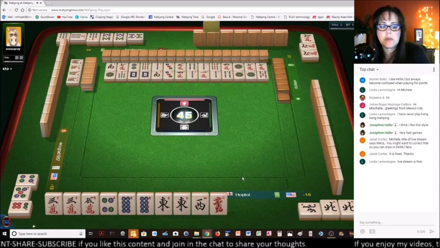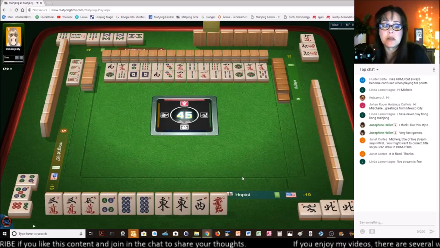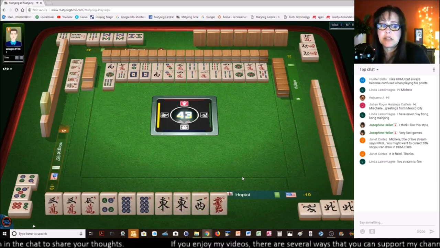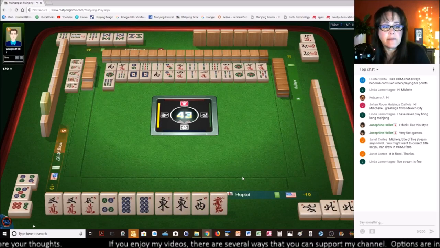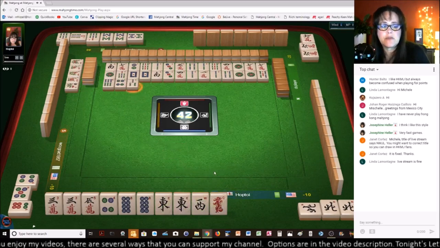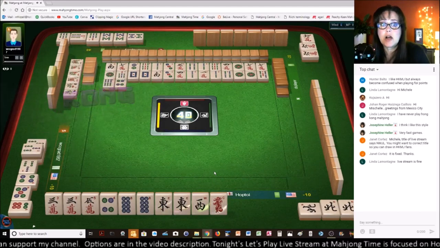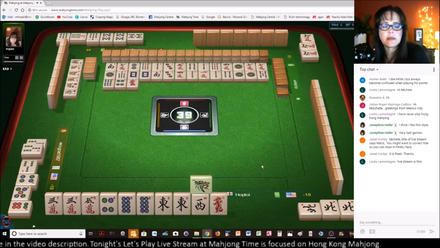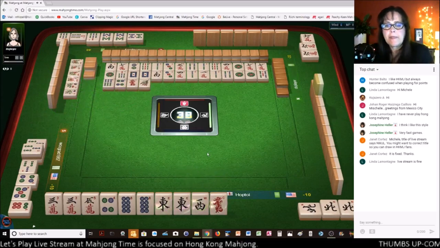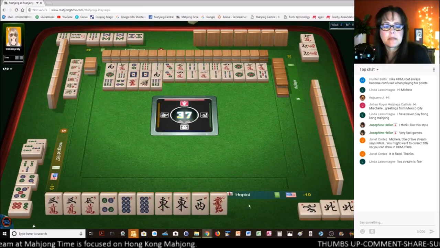Let's just wait and see what happens. We could just pung. Hopefully. Six bamboos. The challenge is somebody may be keeping the east. Four dots. We don't need a three bam. Is that a pung for somebody? Kong. Red dragon. Okay, that's the first red dragon out. Six bamboos.